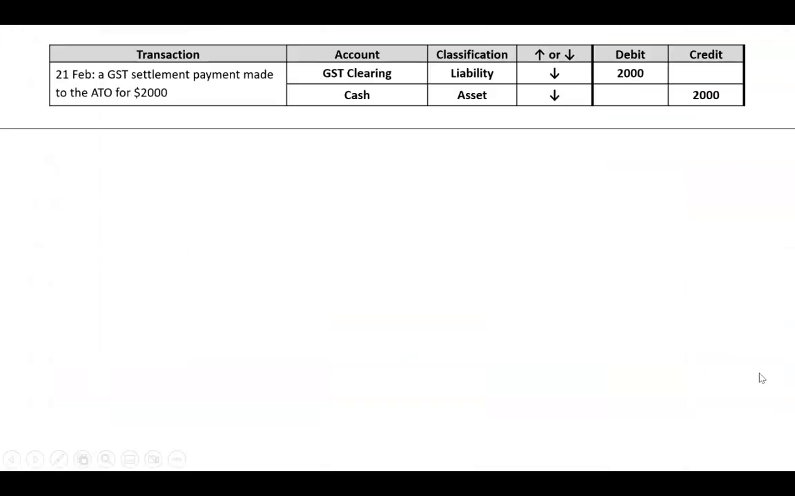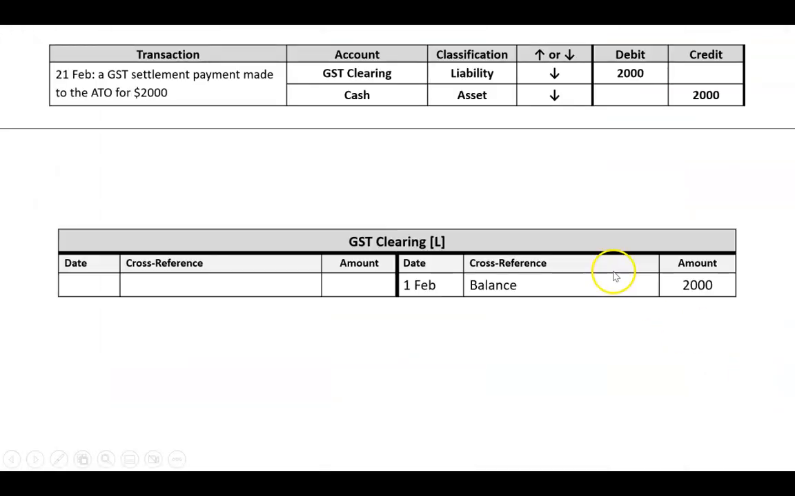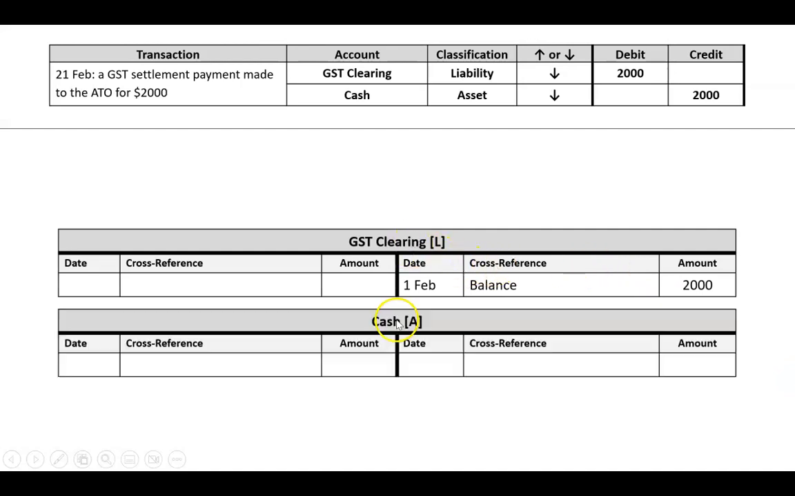So now we can move forward and say, well, how would we put this in the ledgers? Well, we're going to have a GST clearing ledger and a cash ledger. So let's take this one entry at a time. Let's go to GST clearing on the 21st of February. Make a debit here of 2,000. So we'll do the date, 21st of February, and a debit of 2,000. Let's go to cash and do a credit on the 21st of 2,000.